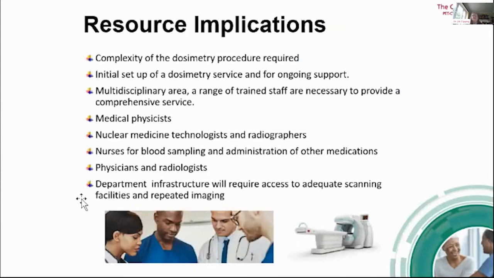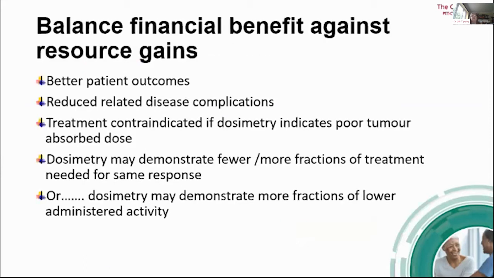There are lots of resource implications to do with dosimetry, setting the service up and ongoing support. It's a multidisciplinary area requiring a whole range of trained staff to work together. That includes medical physicists for the computing, nuclear medicine technologists and radiographers for their expertise in imaging, nurses for blood sampling and administration of other medications, and physicians and radiologists for their expertise in looking at the images and helping with volume outlining. And the whole department itself must be able to accommodate the amount of scanning facilities and repeated imaging required if we're serious about wanting to do dosimetry.